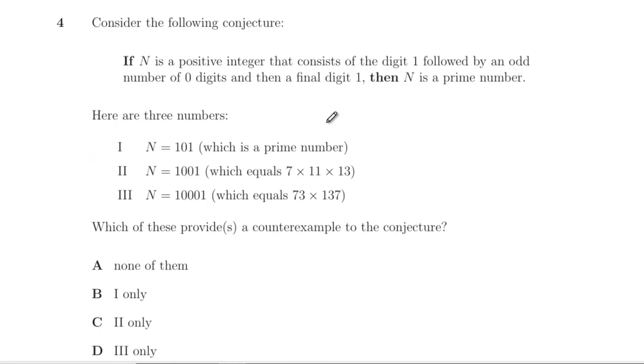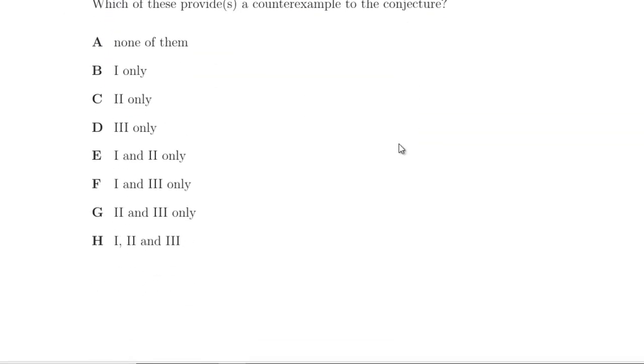Consider the following conjecture. If n is a positive integer that consists of a digit 1 followed by an odd number of 0 digits, then final digit 1, then n is a prime number. So we've got a 1, an odd number of zeros, then a 1. Here are 3 numbers, which is a counterexample of that conjecture? So we need a 1, an odd number of zeros, and a 1, so not 2 then. And it needs to be a counterexample of it being prime. Well, that one is prime, so it can't be that. But this one looks like it fits. It's a positive integer, which it is. It fits that, fits that. So it's the right structure, and it says it's prime, but this isn't prime. So it's going to be that one, D, 3 only.